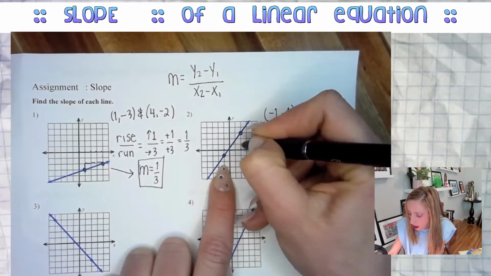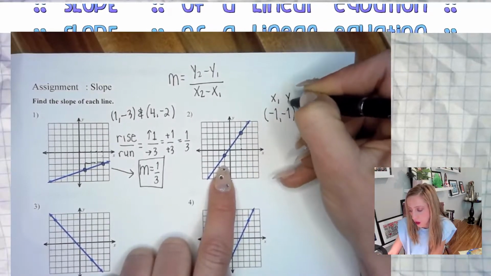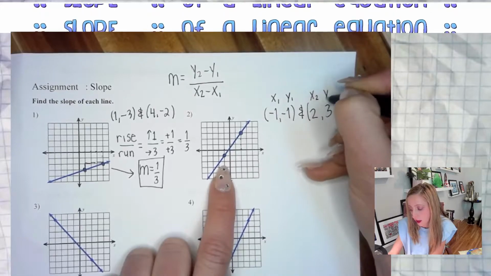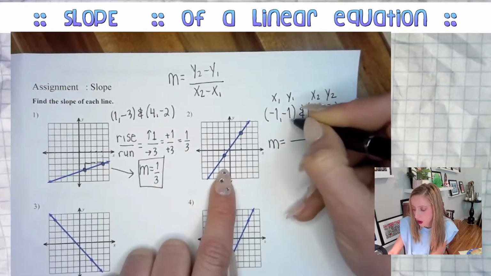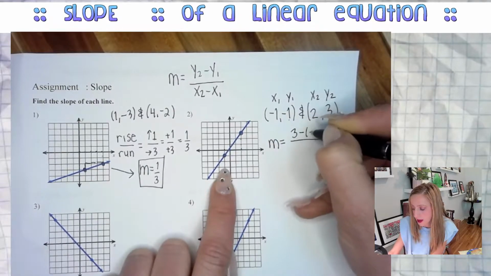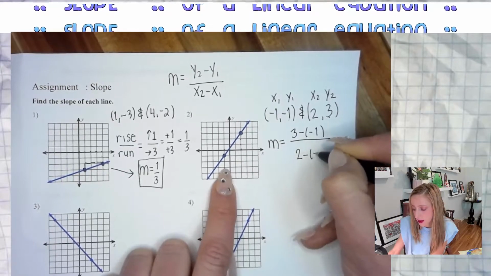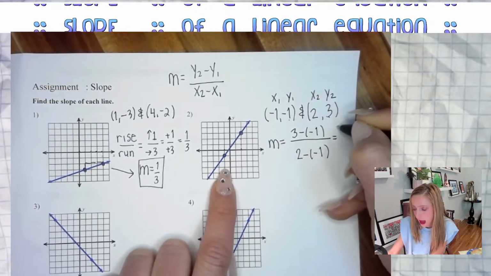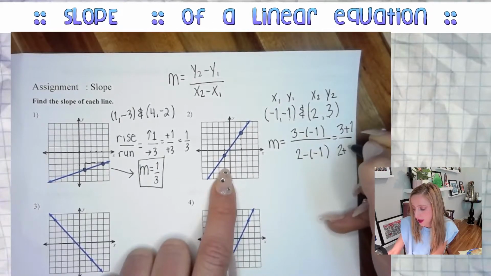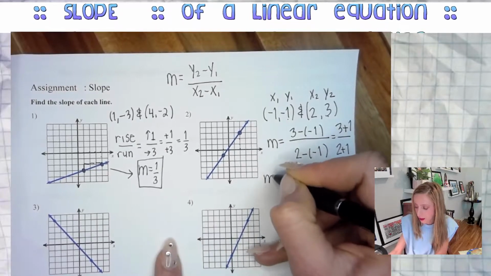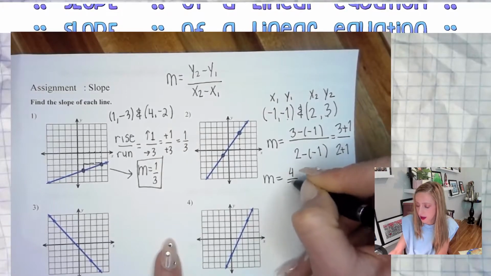And 1, 2, up 3. So (2, 3). If I want to label x1, y1, x2, y2, that could be very helpful. And I'm going to use the formula this time. y2 minus y1, 3 minus negative 1, over x2 minus x1, 2 minus negative 1. That becomes 3 plus 1, and this becomes 2 plus 1. Next step, m equals 3 plus 1 is 4, 2 plus 1 is 3.